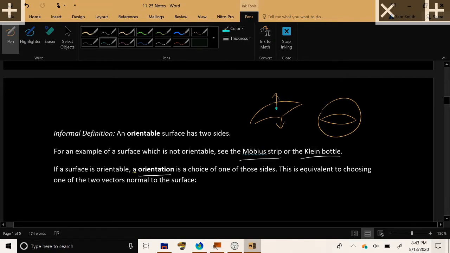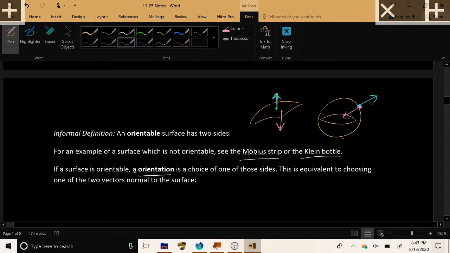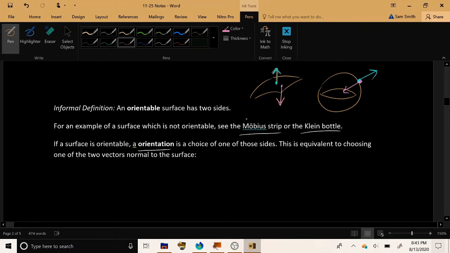You're either choosing the top side, which corresponds to the vector pointing up, or you're choosing the bottom side, which corresponds to the vector pointing down. You're either choosing the outside, which corresponds to the vector pointing outward, or you're choosing the inside, which corresponds to the normal vector pointing inward. So an orientation is a choice of a side, which is the same thing as a choice of a normal vector.